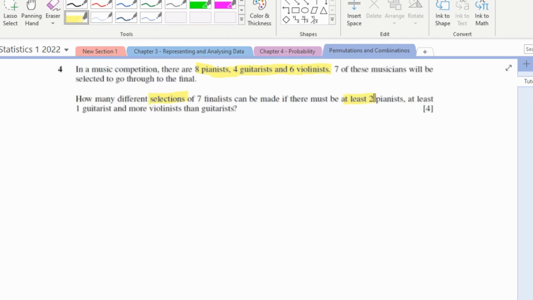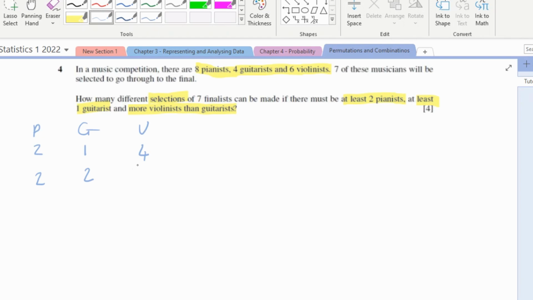We need at least 2 pianists, at least 1 guitarist, and more violinists than guitarists. So let's think about the different options we have here. I will set up a little table here: pianist, guitarist, violinist. So we need at least 2 pianists, so we could have 2, and we need at least 1 guitarist, so 1. Now, if this is the case, how many violinists must we have? Should be 4.